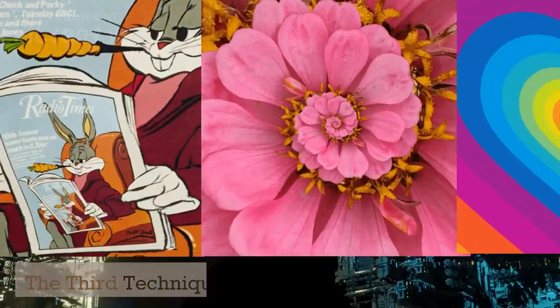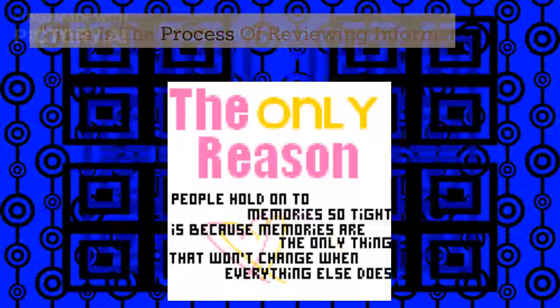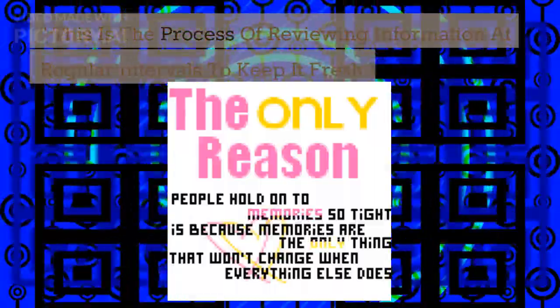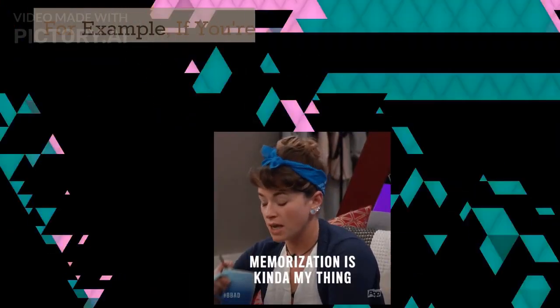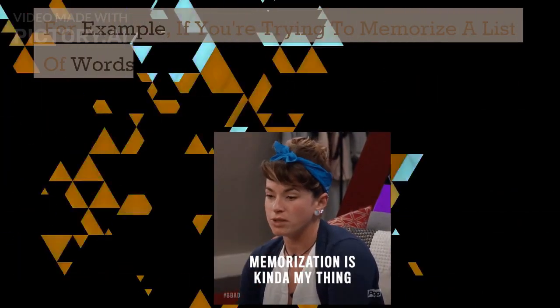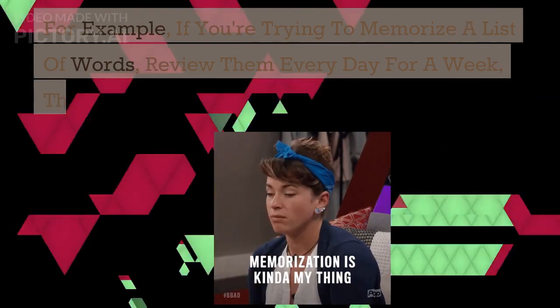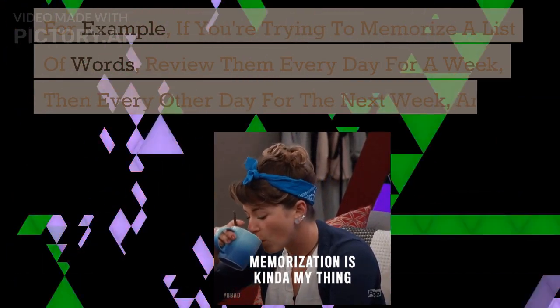The third technique is called spaced repetition. This is the process of reviewing information at regular intervals to keep it fresh in your memory. For example, if you're trying to memorize a list of words, review them every day for a week, then every other day for the next week, and so on.